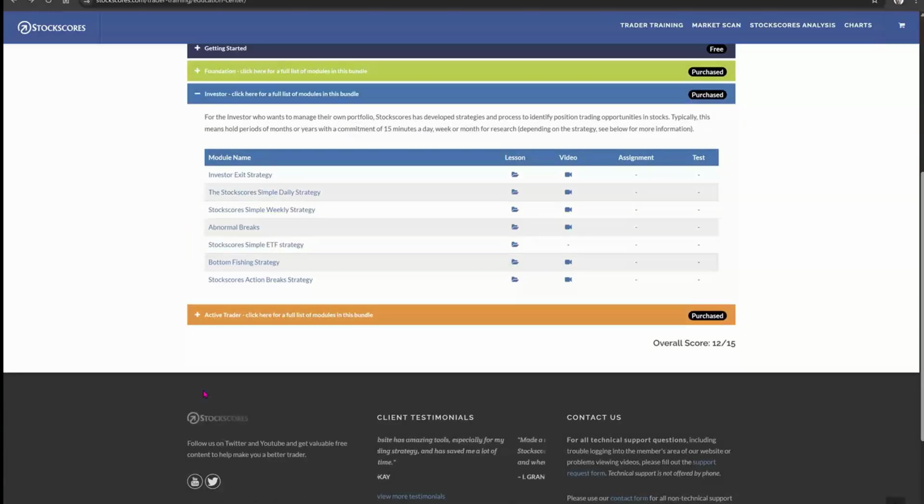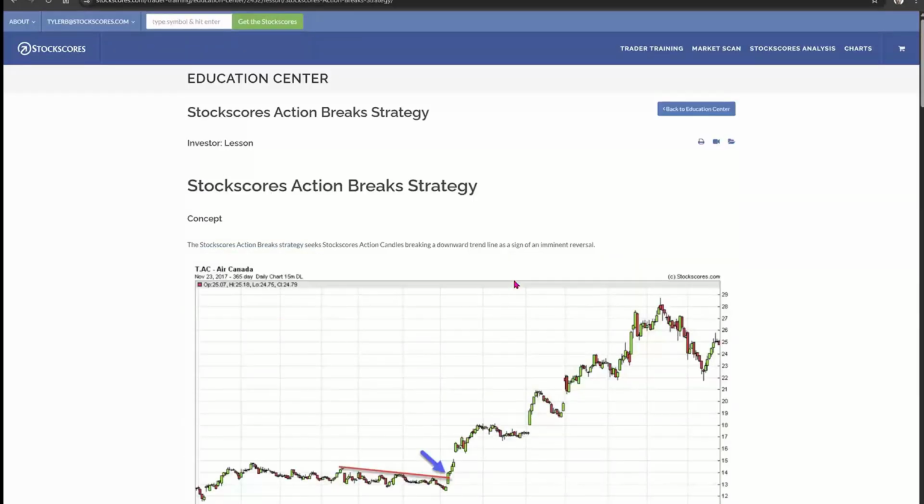So if you are an investor student or member, and you want to look for stocks to hold for the next few weeks, months, you might apply the abnormal break strategy. This is my current sort of favorite for position trading. So again, there's a lesson. It explains what we're looking for.